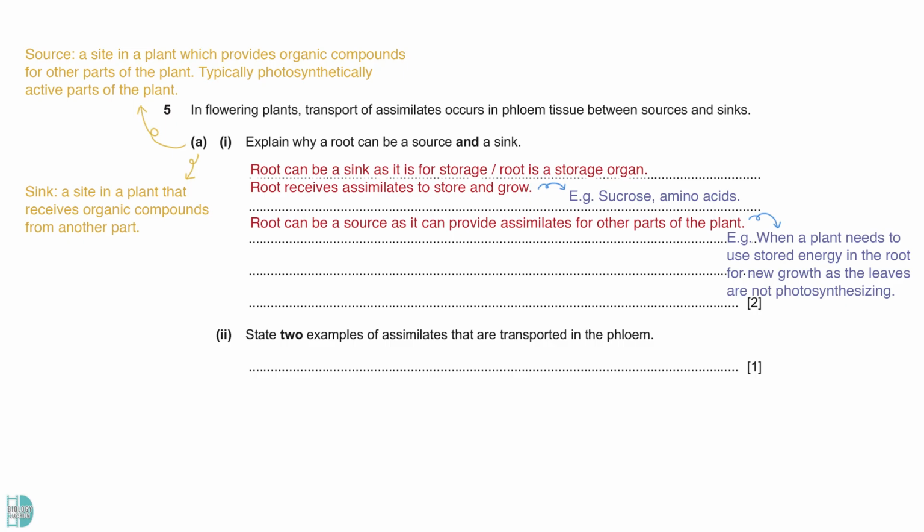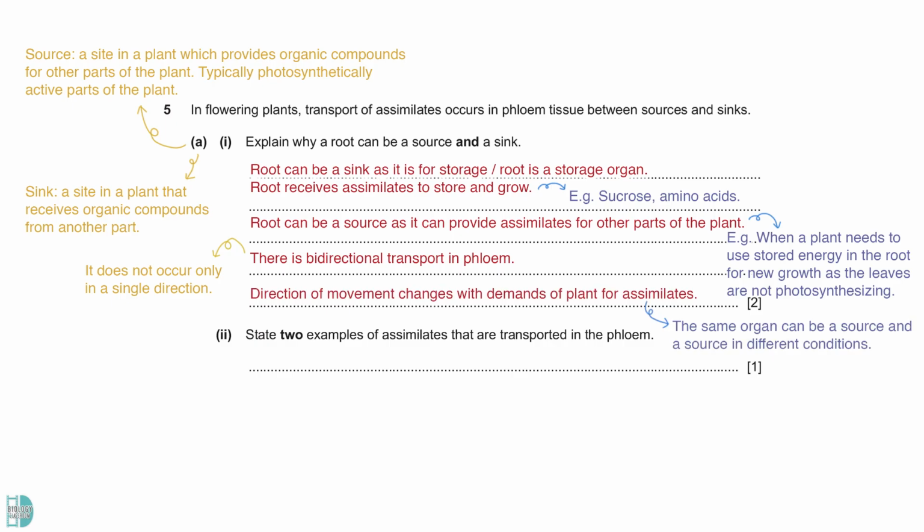not photosynthesizing. Due to the bidirectional transport in the phloem, the movement of assimilates does not only occur in a single direction. The direction of movement can change with the demands of plants for assimilates. So, a plant organ can be a source and a sink in different conditions. Sucrose and amino acids are two commonly transported assimilates in the plant.